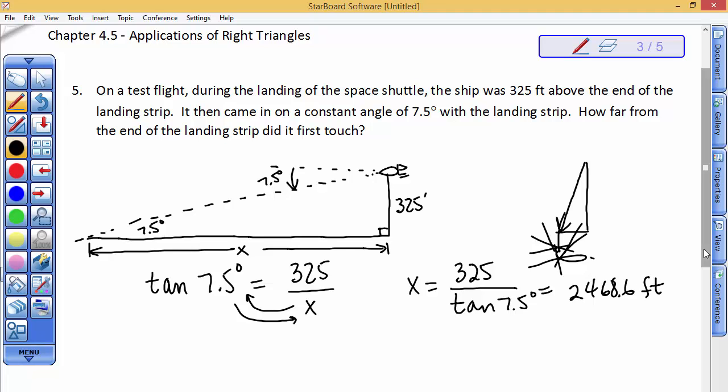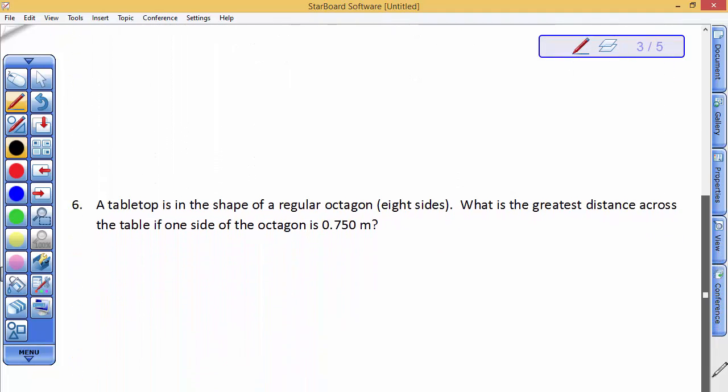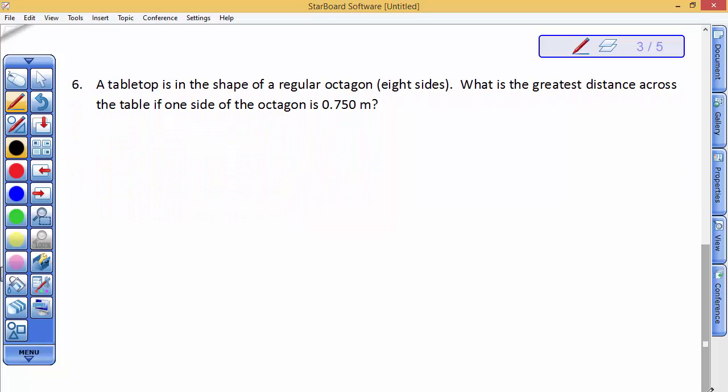I hope I can get away with a long video. This one's pretty challenging. Of course, you can stop any of these at any time. A tabletop is in the shape of a regular octagon, 8 sides. Oh, this is going to be hard to draw. Let's try. 1, 2, 3, 4, 5, 6, 7, 8, kind of like a stop sign. What is the greatest distance across the table if one side of the octagon is 0.750 meters?